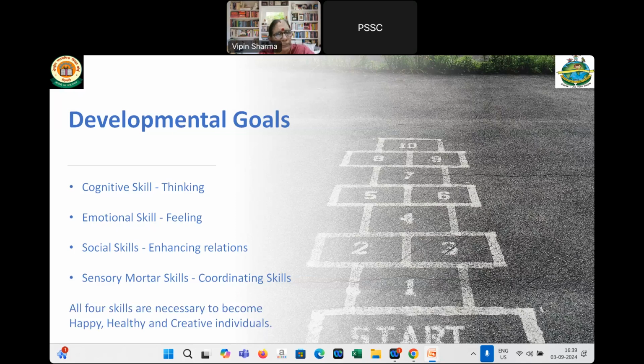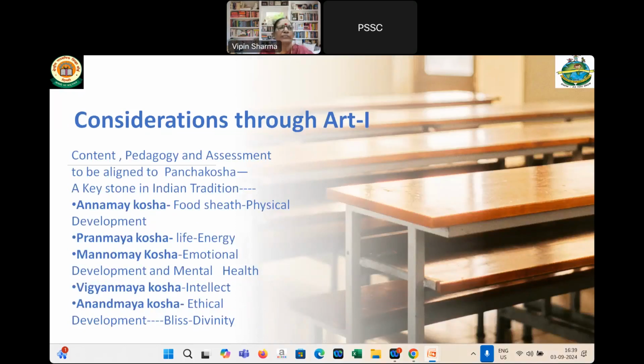All four skills are necessary to become happy, healthy, and creative individuals. This is very important. See how through art integration, we can make them learn. Content, pedagogy, assessment. These are important. Content, what to teach? Pedagogy, what should be the system? And then you assess. These are to be aligned to Panchkosha. Panchkosha, as you know, NEP 2020 speaks of Indian ethos.